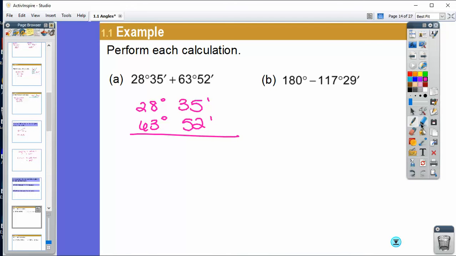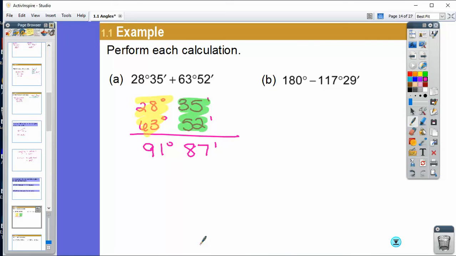But essentially, all we're going to do, we're going to add the minutes together, get an answer, and we're going to add the degrees together and get an answer. So if we do this, how many minutes would we end up with? 87 minutes, and my degrees, so we get 91 degrees, 87 minutes.